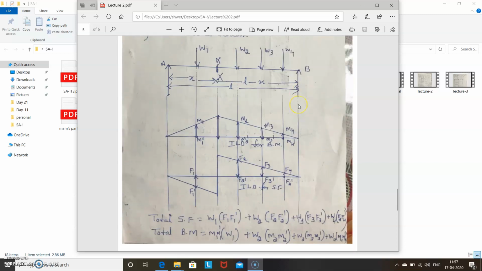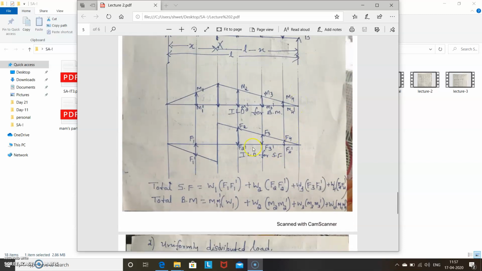Now, how to draw the shear force diagram? First, I will tell you about the ILD for shear force. You know what you have to do. You have to consider the section. First, you consider the left portion, then the right portion. Left portion means the unit load is in between A and X. Then you have to find shear force at X. Shear force at X is minus RB, so minus Y by L.